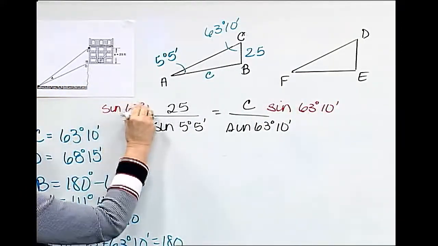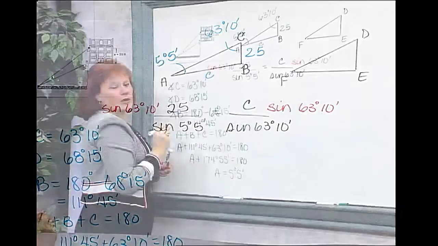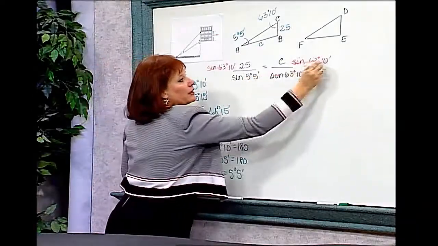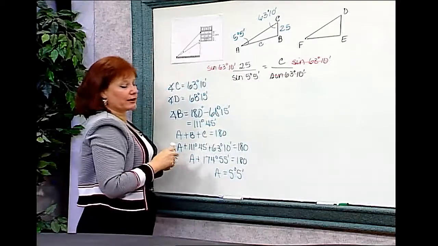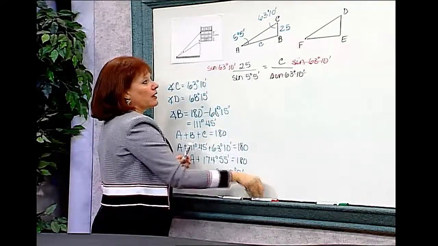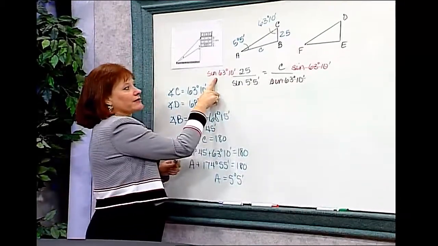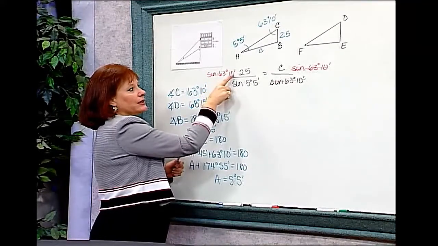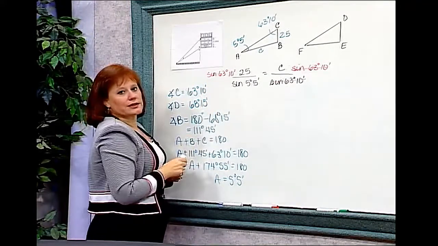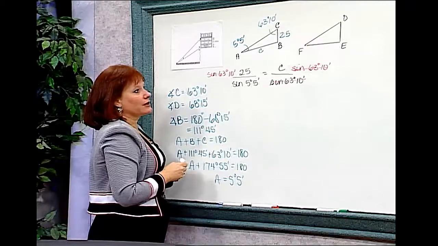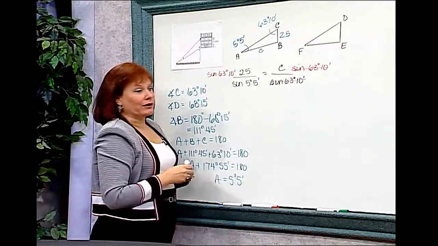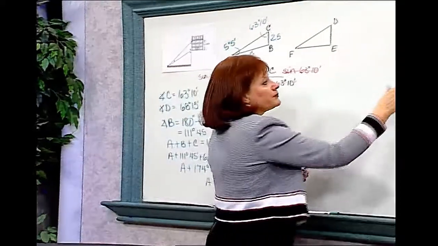When I do this on the right-hand side, they will cancel out, leaving me with only c, which is exactly what I want to find. I have c is equal to the sine of 63 degrees 10 minutes times 25 over the sine of 5 degrees 5 minutes. I'm going to do this problem on my calculator, so I'll move to the calculator.